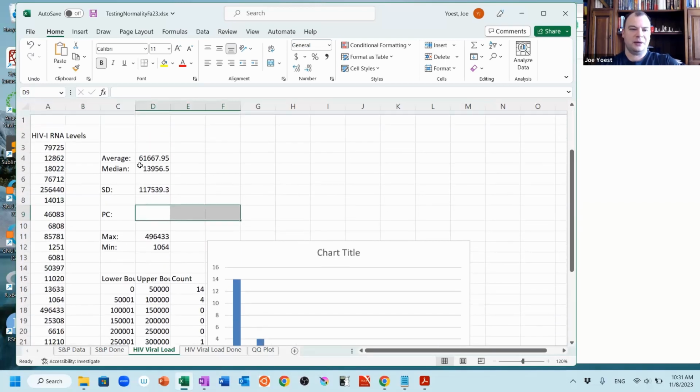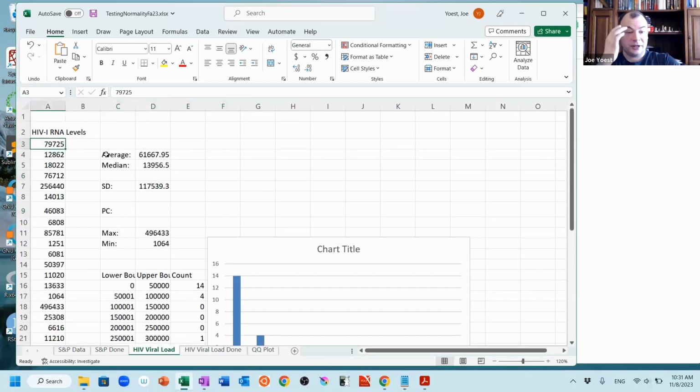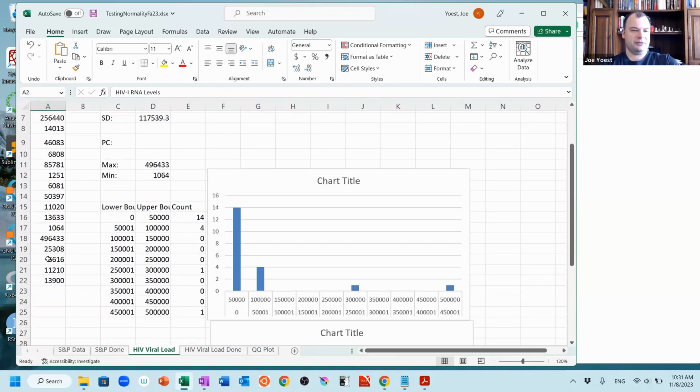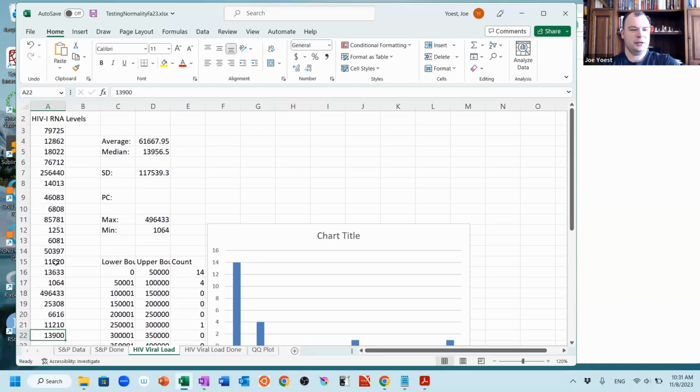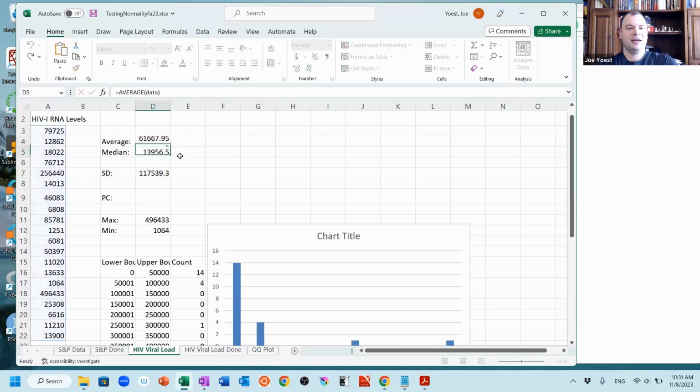Okay. So here I have a set of RNA levels for the HIV virus for different patients. We're going from 3 to 22, so that's 20 data points, because we start at 3 and then go up to and include 22. And I named my data, so that way we can do these computations a little faster.